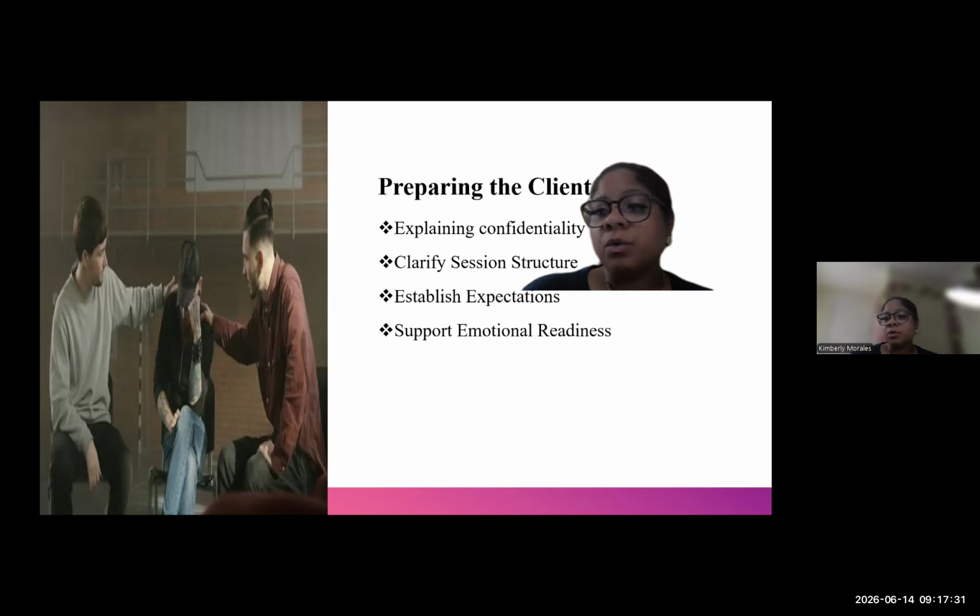The third stage is goal formulation. This stage is collaborative and centers on the client's self-determination. Shan 2018 emphasized that goals should be realistic, measurable, and meaningful to the client. Narrative therapy encourages clients to identify preferred storylines and outcomes, which help them envision change.